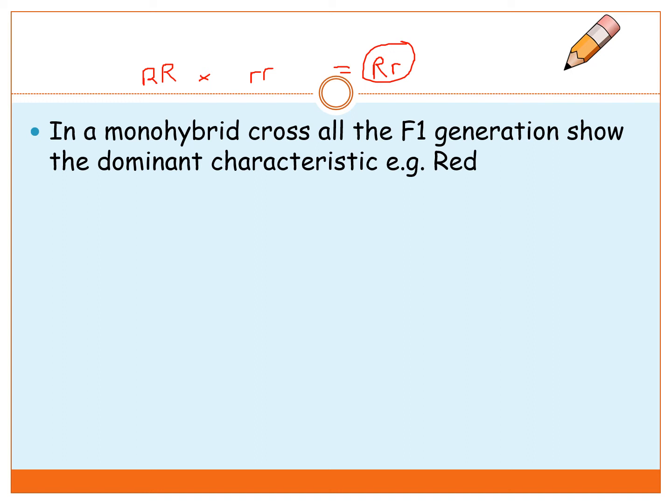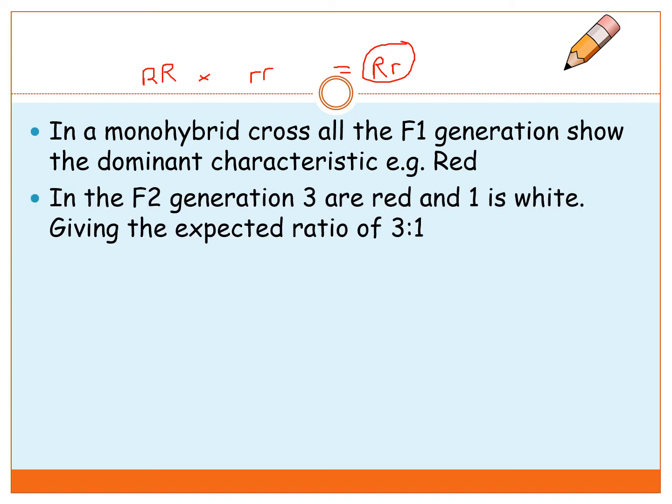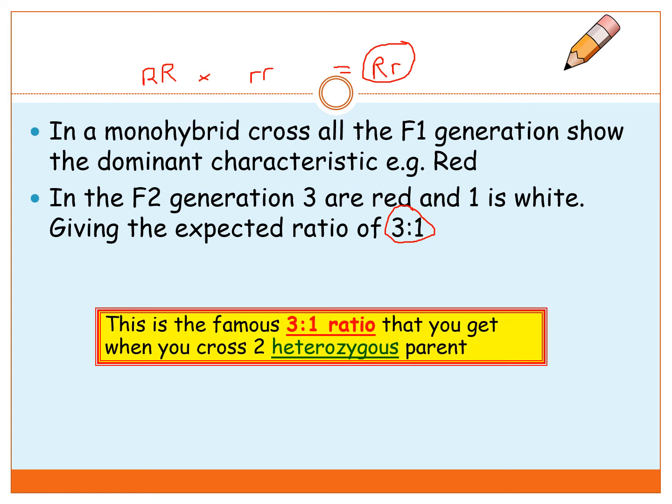Now if you cross your 2 F1 generation and you get your F2 generation, you will get your famous 3:1 ratio. So 3 of the dominant form and 1 of the recessive. This is the famous 3:1 ratio, and you get it when you cross 2 heterozygous parents. So if you cross 2 homozygous parents that are dominant and recessive, you will get 100% heterozygous, capital R, small r. If you cross 2 heterozygous, you will get 3 dominant and 1 recessive. So you need to remember that. If you're struggling, then go back.